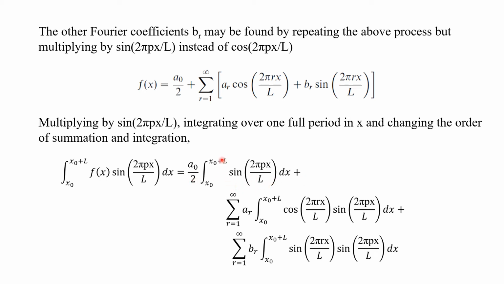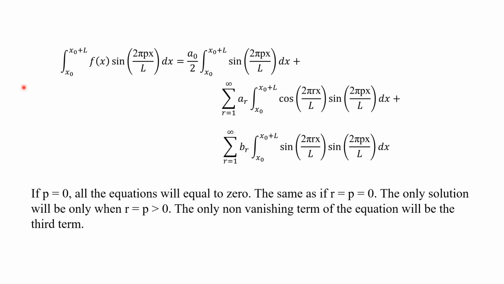You have a₀ over 2 times the integral from x₀ to x₀ plus L of sine 2πpx over L dx, plus your aᵣ term multiplied by sine 2πpx over L, integrated over one full period from x₀ to x₀ plus L, and then your bᵣ term multiplied by sine 2πx over L. So this is again the function that we got after multiplying sine 2πpx over L to the original function. If p is equal to 0, all the terms will be 0. This will become 0, this will become 0, and this is also 0. The same applies if r is equal to p equal to 0. The only solution will be when r is equal to p, which is greater than 0.